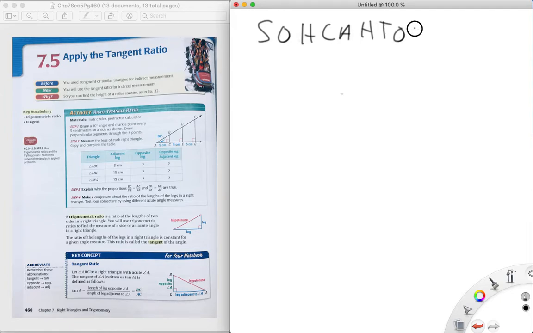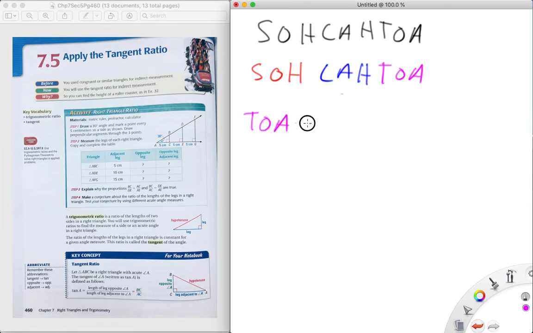SOHCAHTOA. Okay, SOHCAHTOA, and it's broken up into three stages: the So, the Ka, and the Toa. Right now we're going to talk about the Toa part. And the Toa means the tangent, T for tangent.